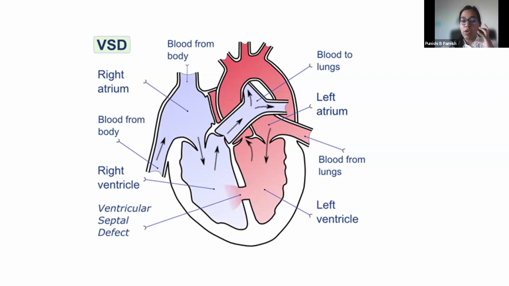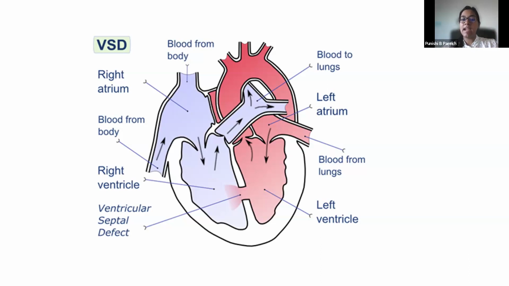Okay. Now we all know that the pressure in the left ventricle is way more than the pressure in the right ventricle. And liquids, water, or similarly blood always tend to flow from an area of high pressure to an area of low pressure. And that's the reason why some amount of blood from the left ventricle, because the pressure is higher in the LV, starts shunting across this defect into the right ventricle.